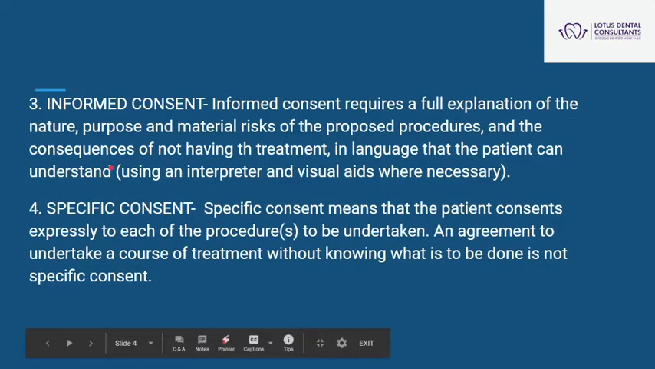Now, one is the informed consent. Informed consent requires full explanation of the nature, purpose, and material risk of the proposed procedures, and the consequences of not having a treatment, in a language that the patient can understand, using an interpreter or visual aids where necessary. For example, patients with a language barrier, if they don't understand English very well, you might need a translator, right? For example, if a mom comes with a child who needs multiple extractions, and maybe he needs to be admitted to a hospital to be done under GA, that needs a written informed consent.